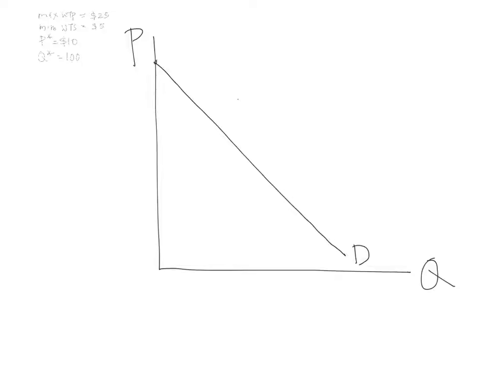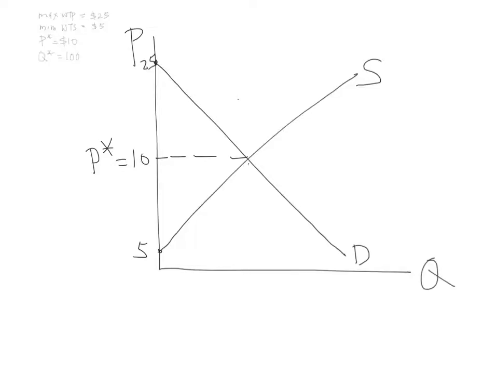So this point over here, 25. And then we do the same thing for our supply curve. Now we want to talk about our minimum willingness to supply, $5. So that's this point over here, $5. Then we're told that the equilibrium price P star is $10. And our equilibrium quantity is 100 units.